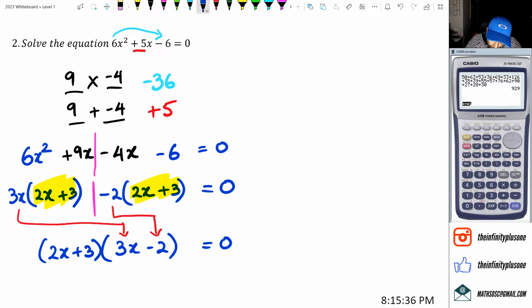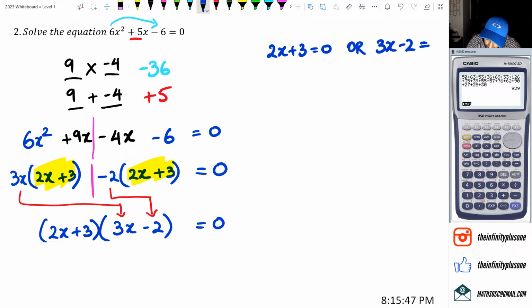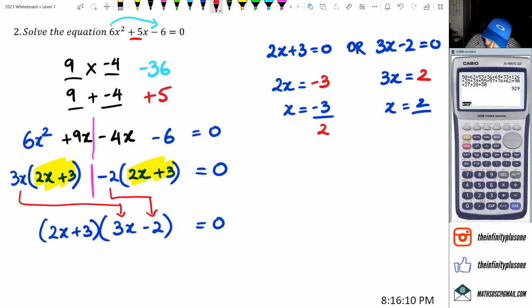All right. So we're going to carry on with this because it is asking us to solve this question. So we've got 2x plus 3 is equal to 0, or 3x minus 2 is equal to 0. So in the first situation, we've got 2x is equal to minus 3, and then x is equal to minus 3 divided by 2. So that's one of your answers. And your second answer is going to be 3x is equal to 2, and then x is equal to 2 divided by 3.